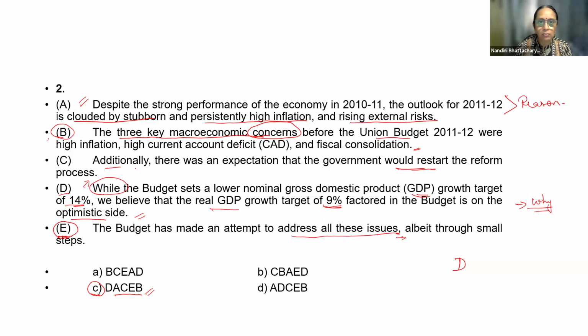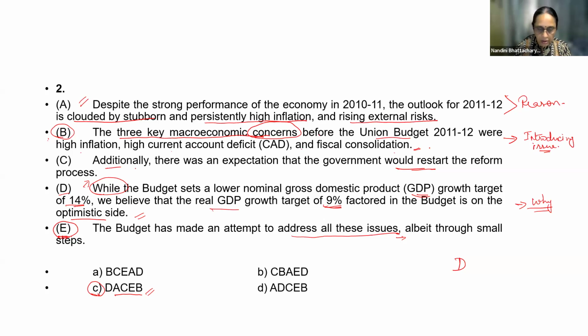The three key macroeconomic concerns before the union budget 2012 were high inflation, high current account deficit, and fiscal consolidation. The three key macroeconomic concerns. What is it doing? It is introducing or bringing up maybe a concern, introducing an issue. So this could be an introductory statement.